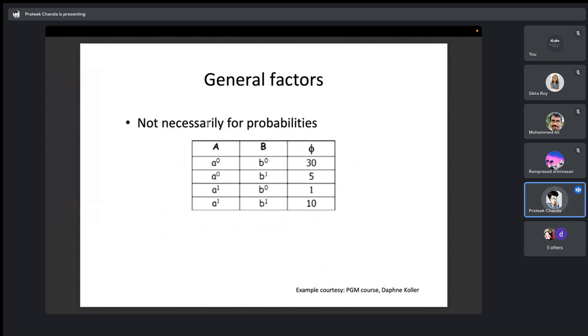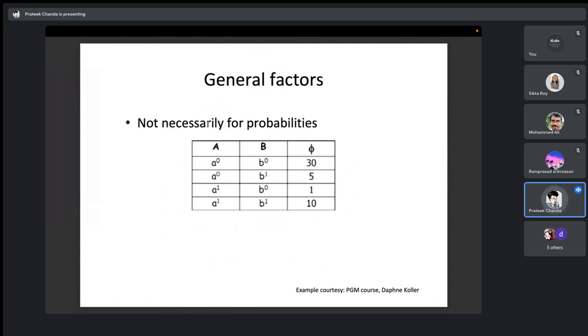So let's say I have two random variables a and b. a takes a0 and a1 as values, b takes b0 and b1 as values, and the function phi can take any real value. Let's say phi of a0 and b0 together is actually 30. It's not a probability because it doesn't fall between 0 and 1. So there might be general functions or general factors, and that depends upon the problem or the application at hand.